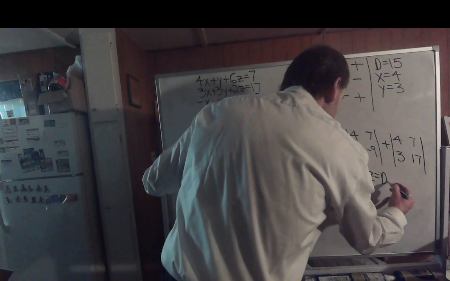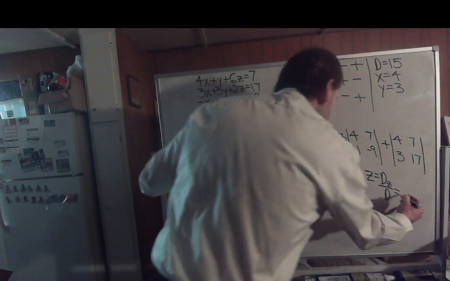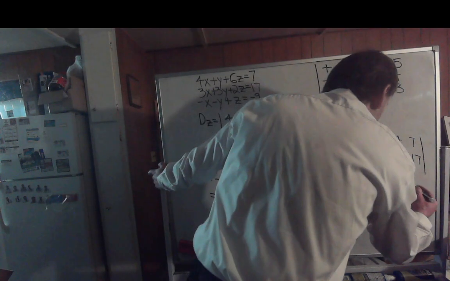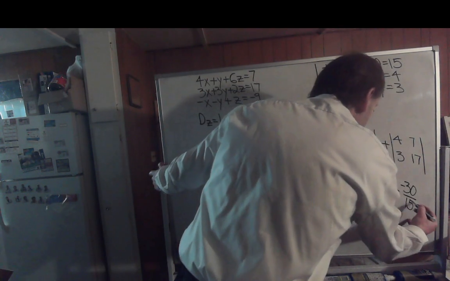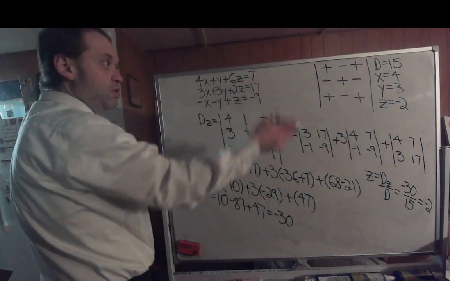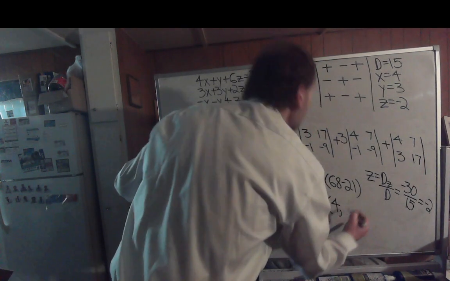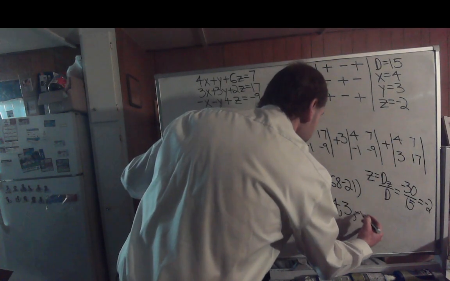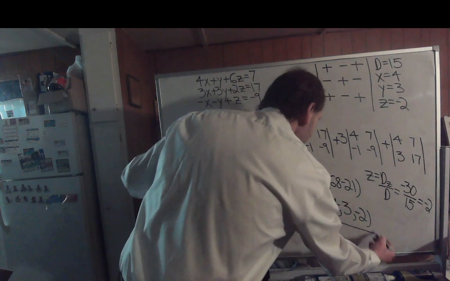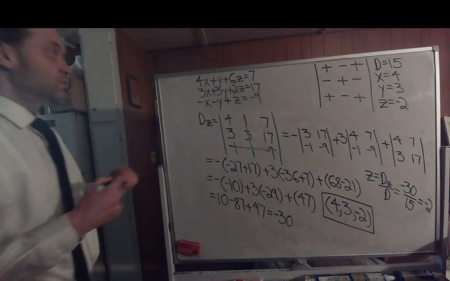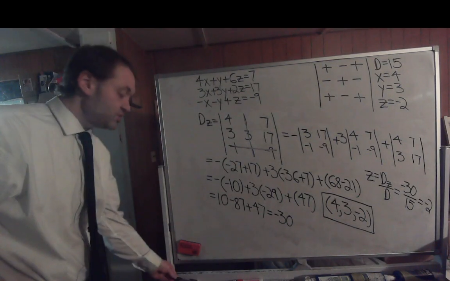Now to find z, you're just going to take that d sub z and divide it by d. Well, d sub z is negative 30 divided by d, which is 15. Negative 30 divided by 15 is negative 2. So z has a value of negative 2. Now that we know all three values, the ordered triple that's going to be the solution is going to be 4, 3, and negative 2. So here's the ordered triple, 4, 3, -2, which is the solution to this system of equations.